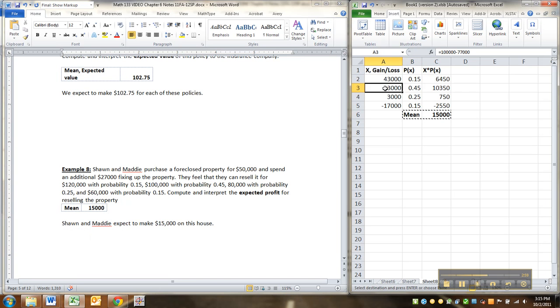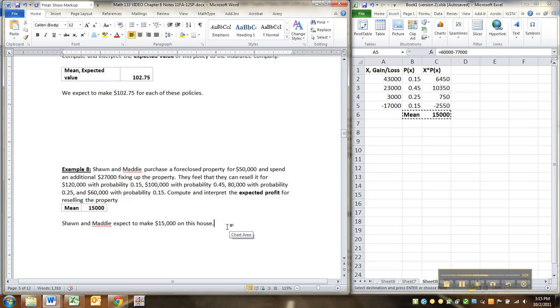Now notice $15,000 was not actually one of the possibilities, right? So they could make 43, they could make 3, they could make negative 17. So where's the 15,000 coming from? It's if they keep selling houses like this, right? It's the average. So sometimes they'll make 43, sometimes they'll make 3, sometimes they'll make negative 17. But if it averages out, it'll average out to 15,000. So if they sold 10 houses like this, they'd expect to make 150,000, right? You multiply by 10 and so on.